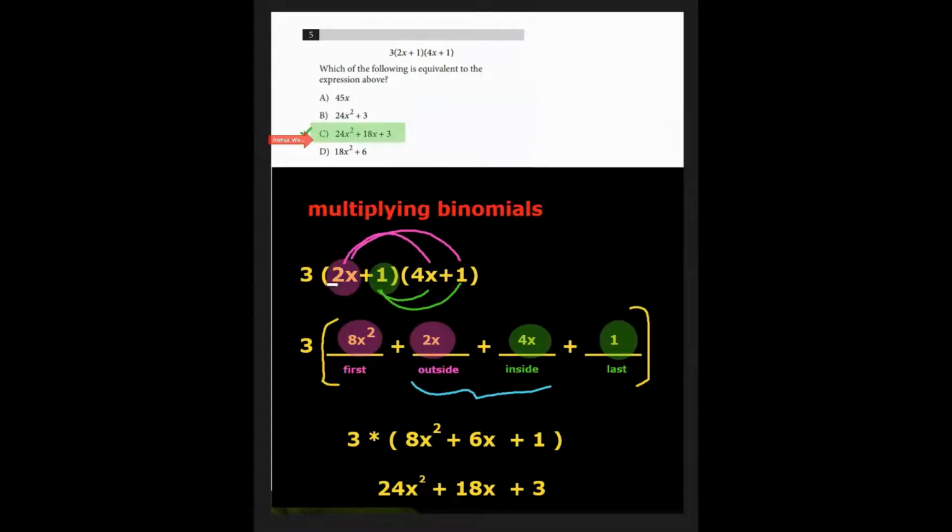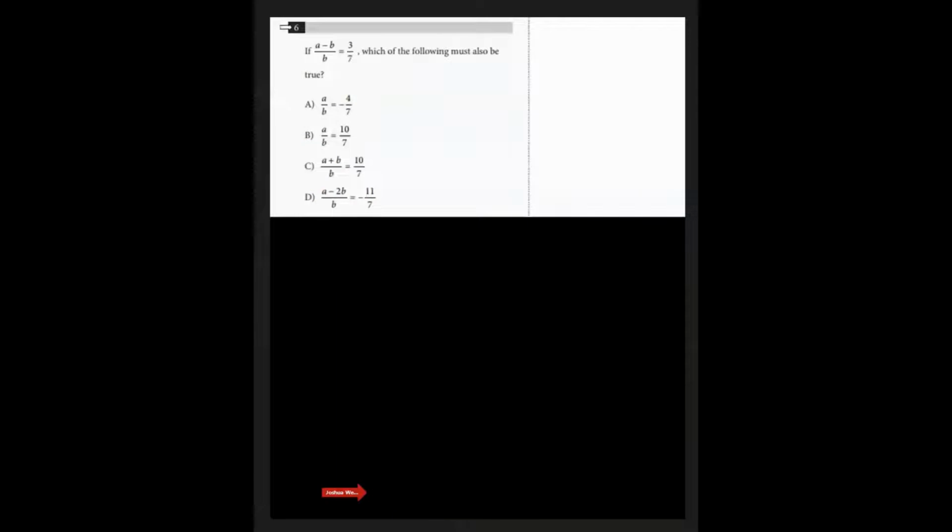Here we get 2x times 4x is 8x squared, 2x times -1 is -2x, and distributing the 1, we get 4x plus 1. We can combine the 2 middle terms to get 6x, and now we have 3 times 8x squared plus 6x plus 1, which is 24x squared plus 18x plus 3, and the correct answer was C. Question 6.